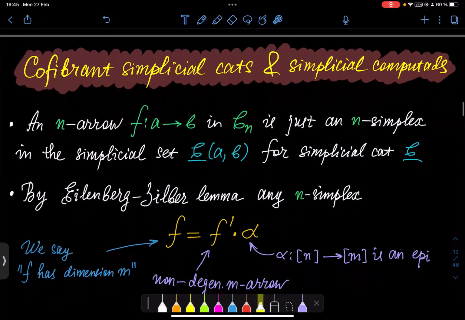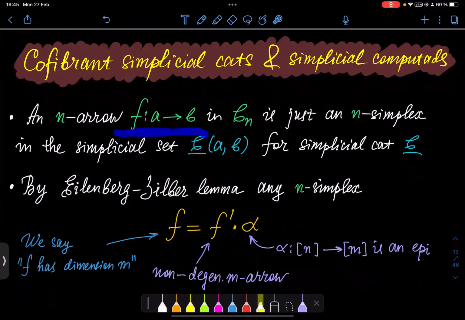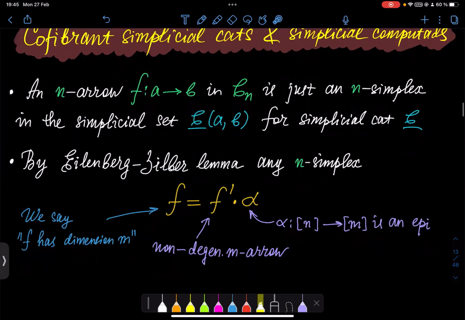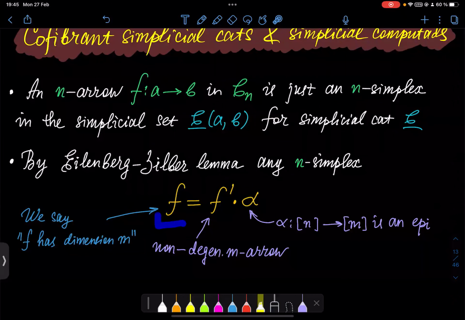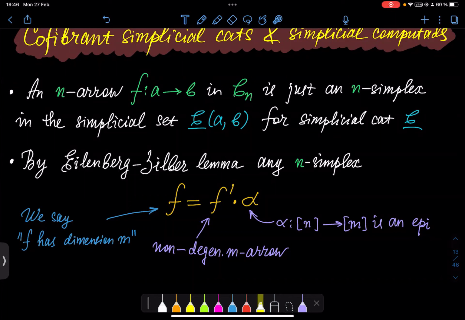But now recall that in the simplicial category an arrow is just an n simplex in the simplicial set from A to B. And by the Eilenberg-Zilber lemma, any n simplex can be decomposed in the following way. Say that f equals the composition of f prime and alpha, where alpha is some epimorphism, and f prime is a non-degenerate arrow. And in this case, we will say that f has dimension n.